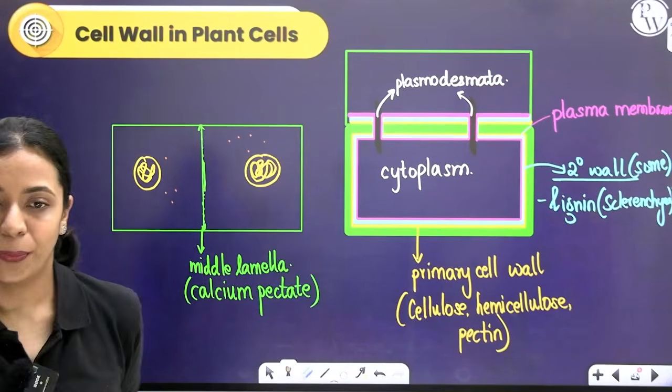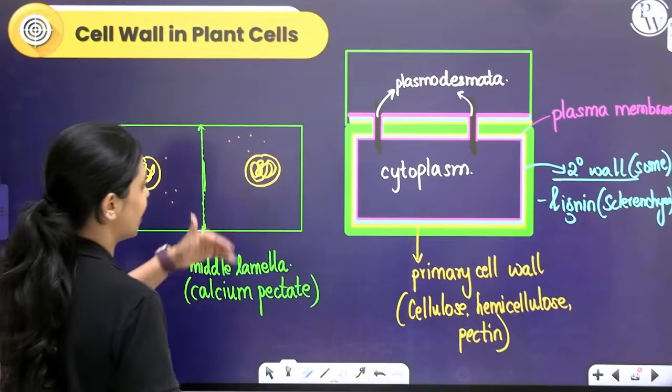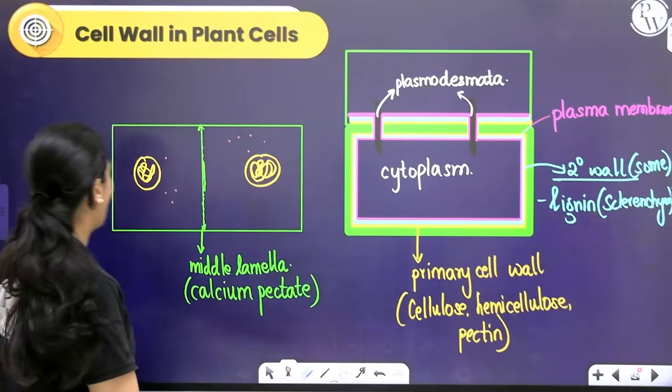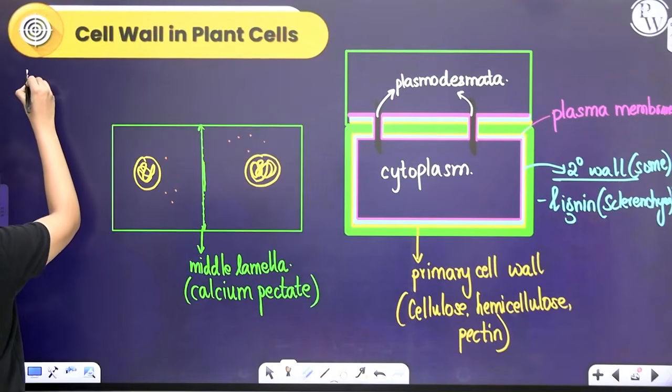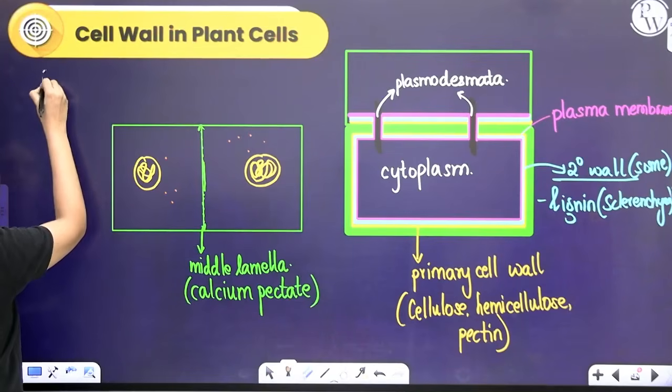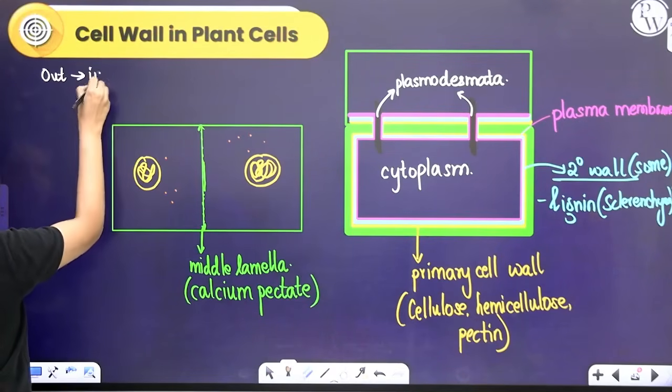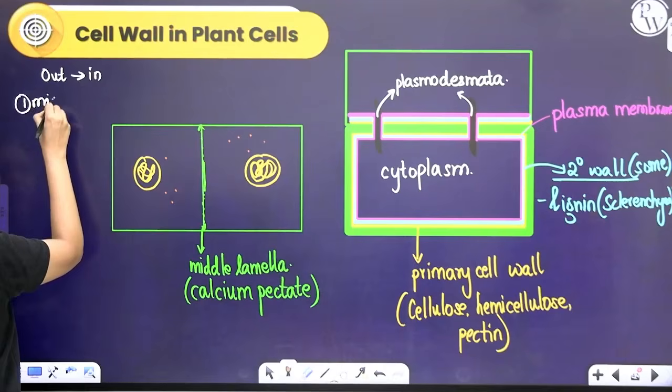Okay, I hope it is clear. So when you're asked from outside to inside, what are the different layers? Outermost will be the middle lamella. First, outside to inside, out to in. First will be middle lamella.